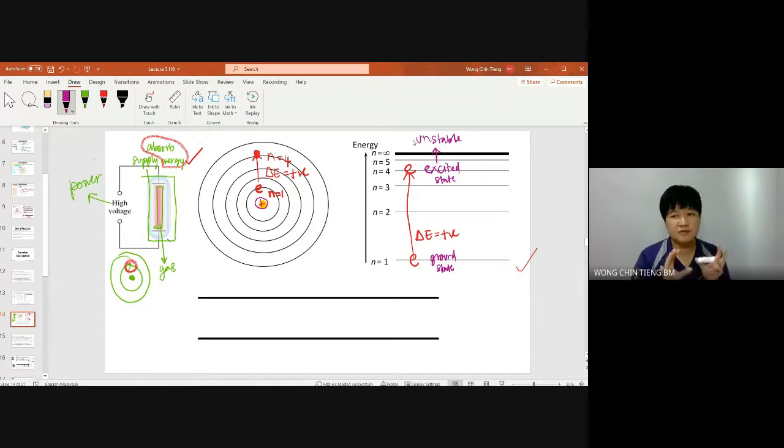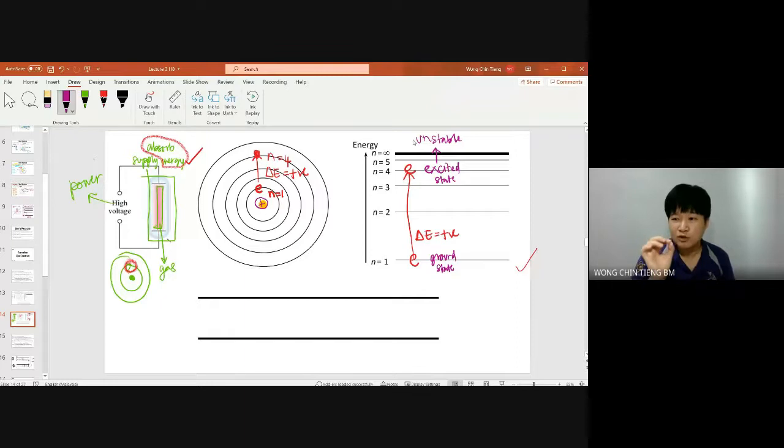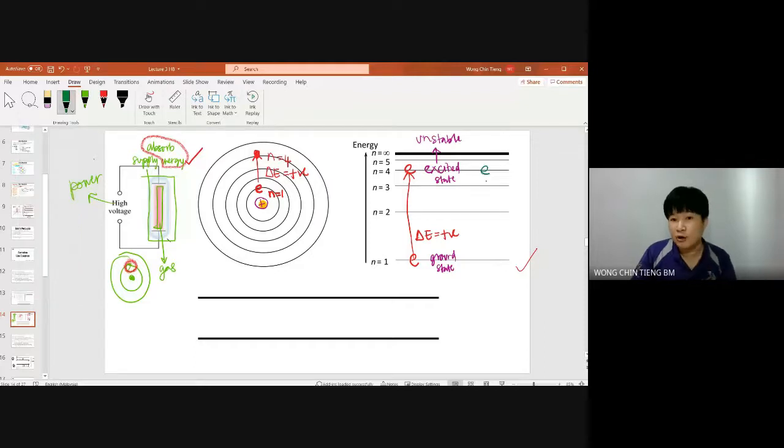Is that a must to go down all the way? No. Boleh jatuh balik ke n sama dengan 1. Tapi tak semestinya jatuh balik kepada n sama dengan 1. It's not necessary where you are from and you drop back to that. So I have my electron at this excited state right now. It's unstable, so it drops. Saya boleh jatuh hanya balik kepada n sama dengan 3.